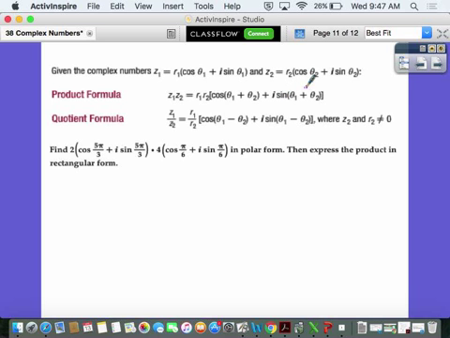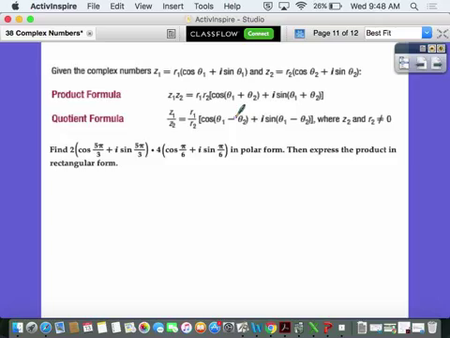The thetas would be your angles, so in this case it would be your 5 pi over 3 and then your pi over 6. For division, the quotient, you divide your r's, the first over the second, and then you subtract your thetas. So think about it: multiplication goes with addition, division goes with subtraction.